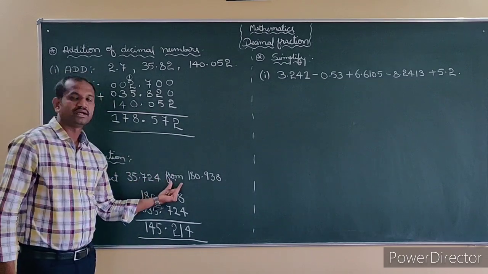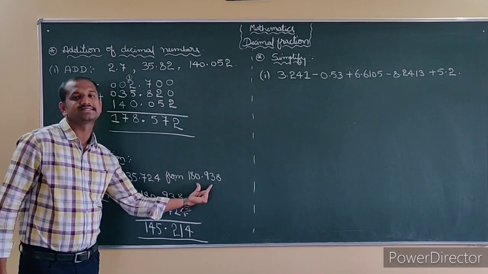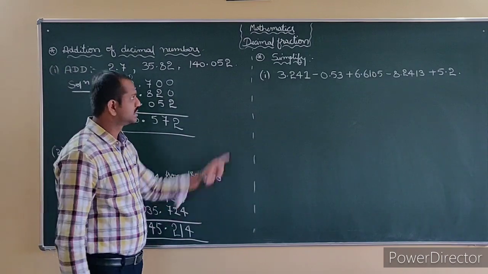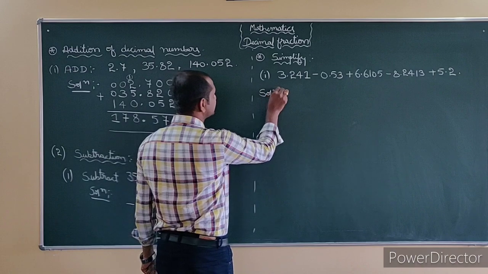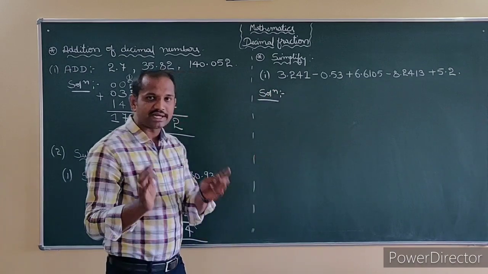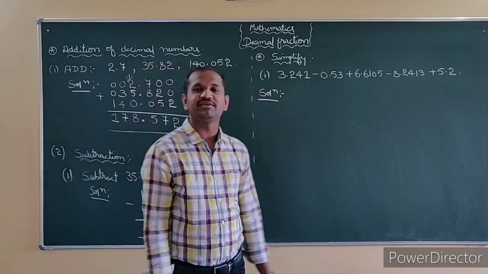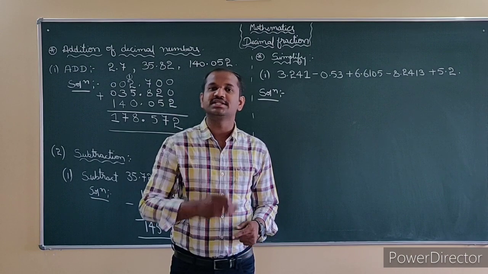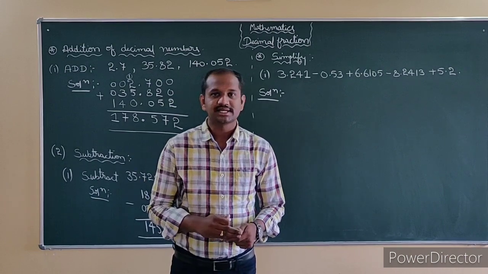If you see the word from, you need to subtract the first number from the second. Don't do it the other way with 35. You won't get the answer. So next we have a simplification problem. What is simplification? It is nothing but a combination of addition and subtraction, but very easy. Whenever you see simplification, you should arrange the numbers of the same signs together. That makes the problem much simpler.